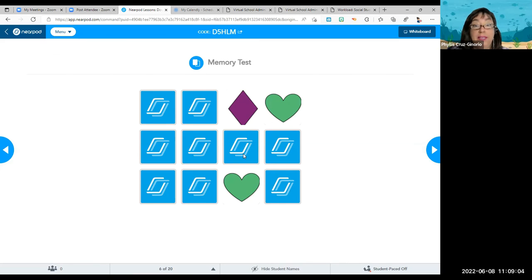That is called a rhombus. Some people call it a diamond. I call it a rhombus. Okay, so I matched up the rhombuses. Rhombi. Here we go. Next one.